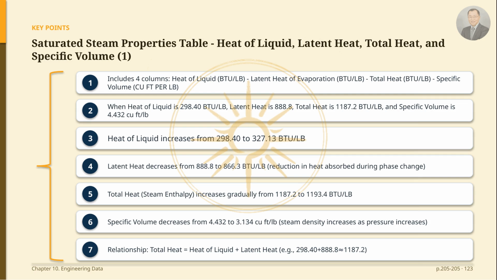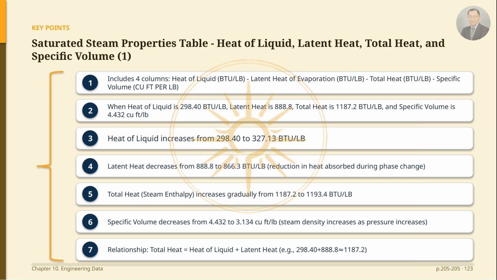I'd like to introduce the first section of the saturated steam properties table, where the values for sensible heat of liquid, latent heat of evaporation, total heat, and specific volume appear together. Taking one row as an example, when the sensible heat of liquid is 298.40 BTU/lb, the latent heat of evaporation is 888.8. The total heat of steam is 1187.2 BTU/lb, and the specific volume is 4.432 feet superscript 3/pound.